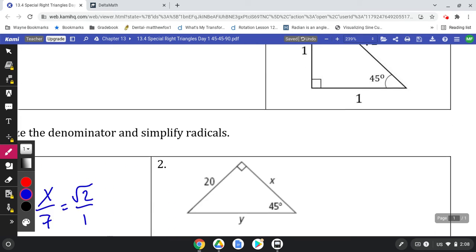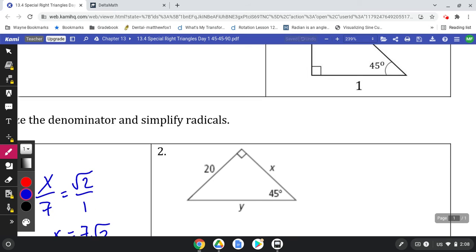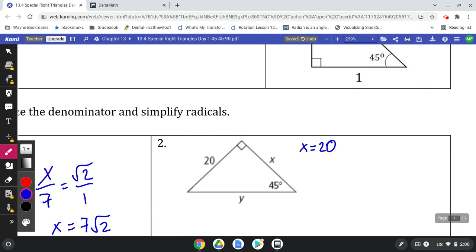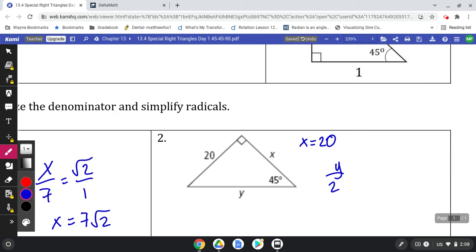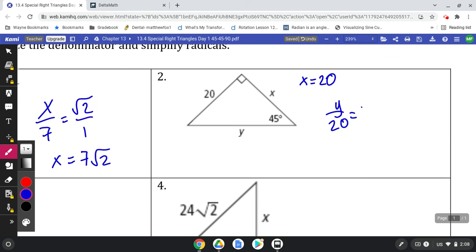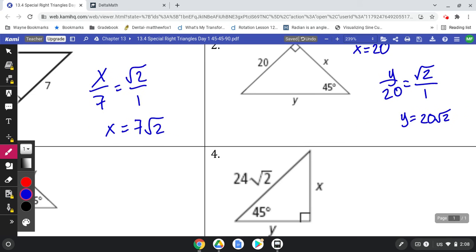Example 2. Once again, we're going to compare this to the original. First, decide which one's your leg. So 20 and x are the legs. So x equals 20. And now to find what y is. y is your hypotenuse. So to do that, do y over 20. y is the hypotenuse, so we look up here. The hypotenuse was square root of 2, so I get square root of 2 over 1. Cross multiply. We'll get y equals 20 square root of 2. At this point, we are done. That is all you have to do.